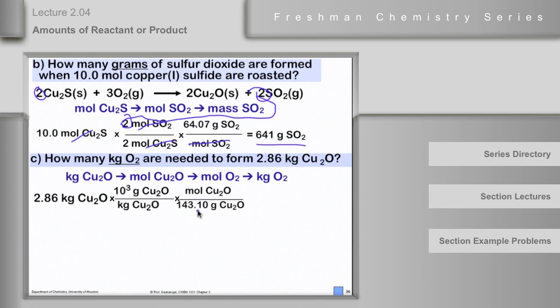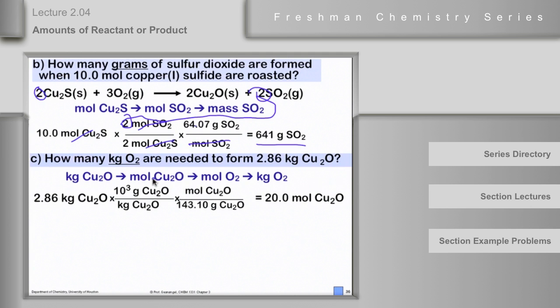Look for it in the periodic table, and remember this is a way to determine from the mass in grams how many moles there are. So we're almost there, but not quite. 20 moles of Cu2O is how much we can create from 2.86 kilograms of Cu2O. Okay, that's the equivalent amount. So that's the first step.